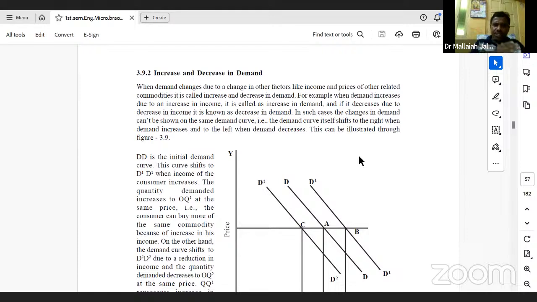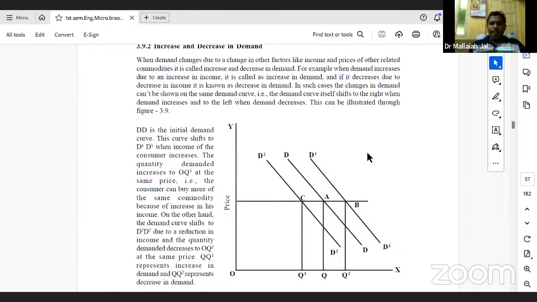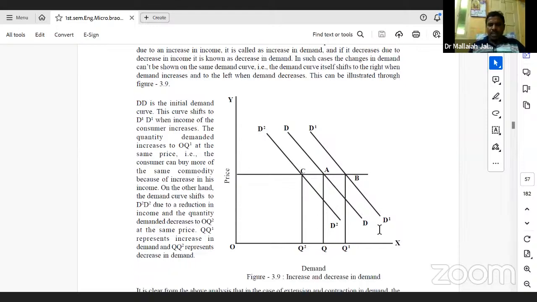These all influence the demand. For example, when the demand increases due to an increase in income, it is called an increase in demand. See, OP amount of price is constant. There are no changes in the price level. At the initial stage, DD is the demand, with OP amount of price and OQ amount of quantity demanded.